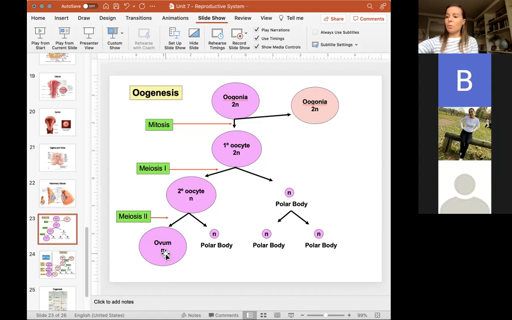Okay, so that pretty much takes care of the oogenesis section.